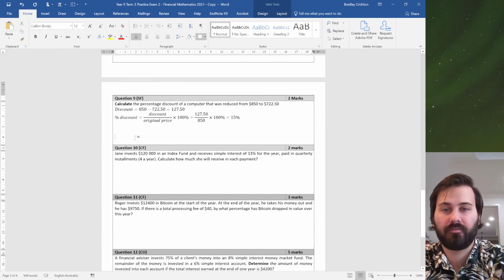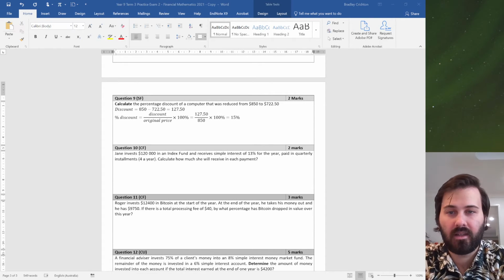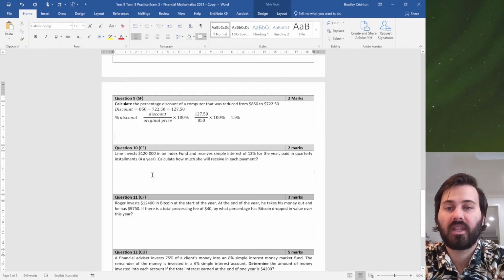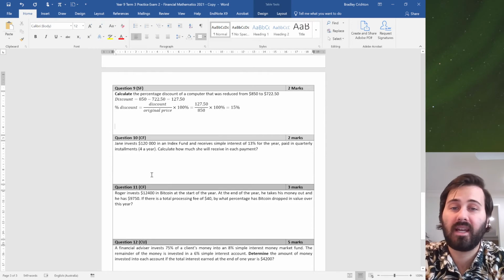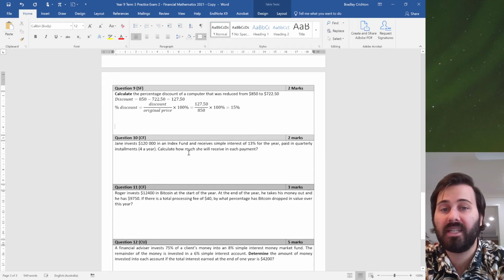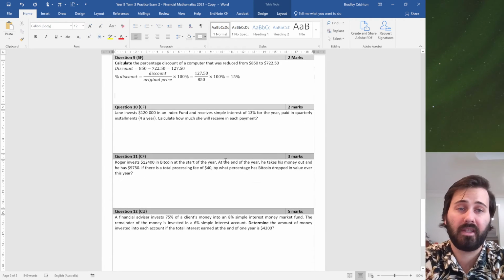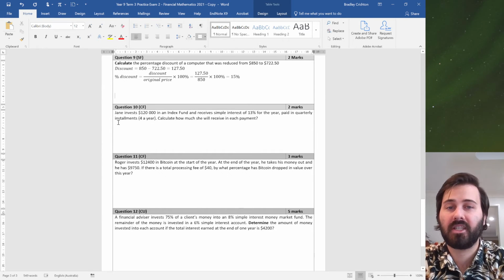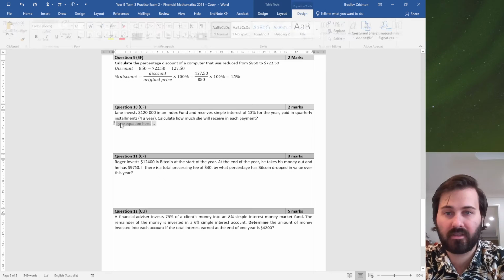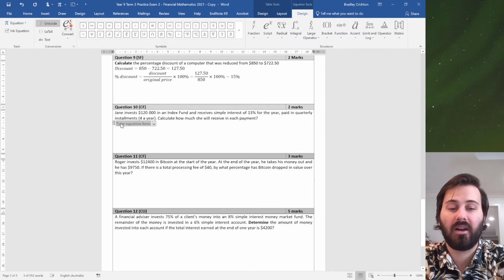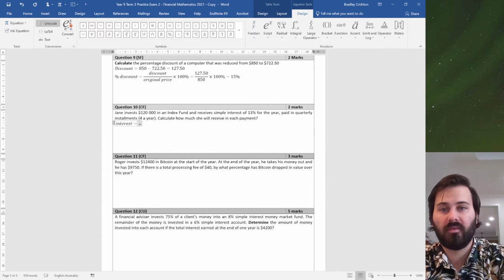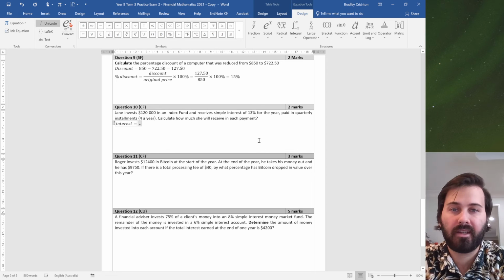Question 10. Let's have a look. So, Jane invests $120,000 in an index fund and receives simple interest of 13% for the year, paid in quarterly installments. So that means 4 times a year. Calculate how much she will receive in each payment. So let's look at our interest formula. So this is for 1 year.